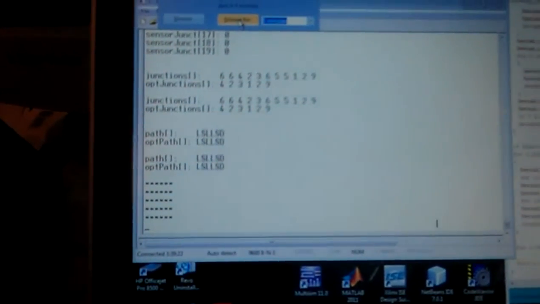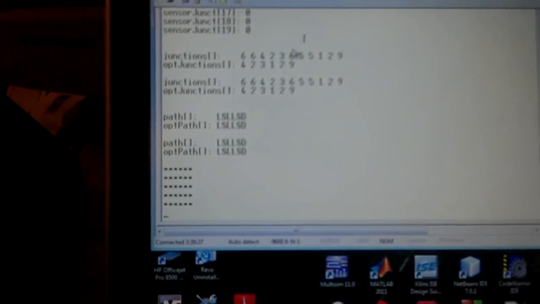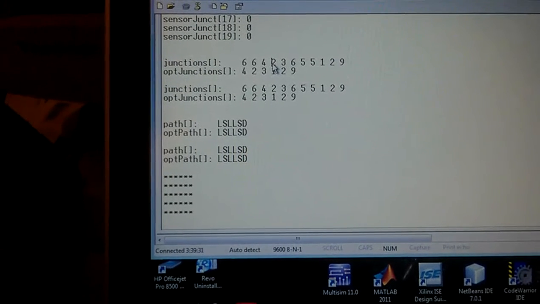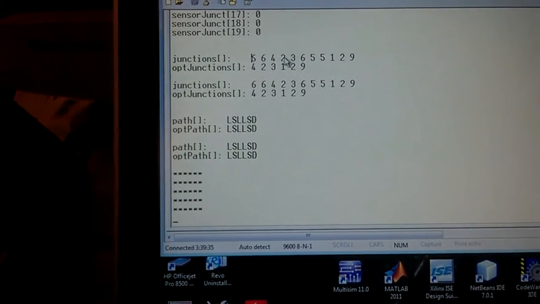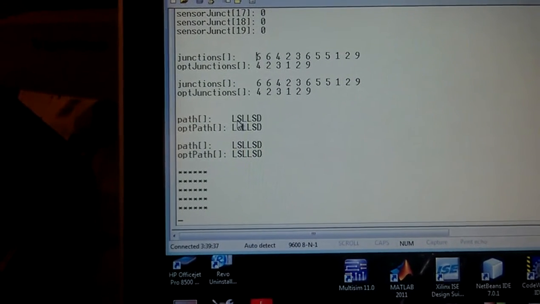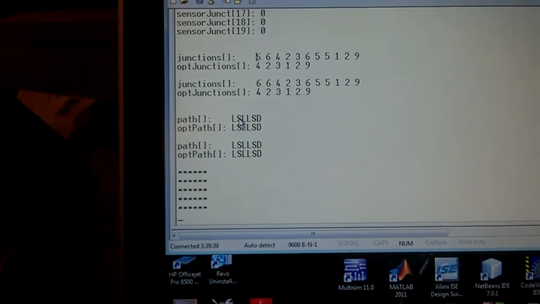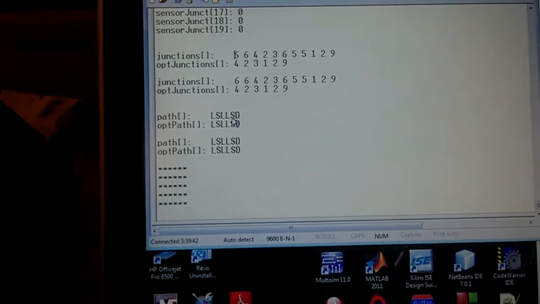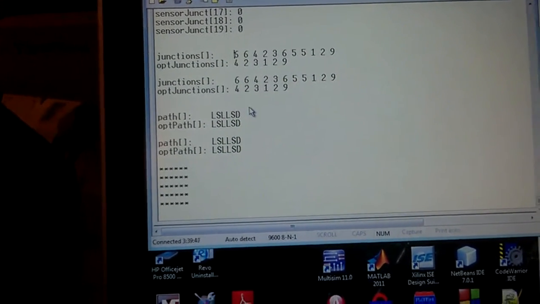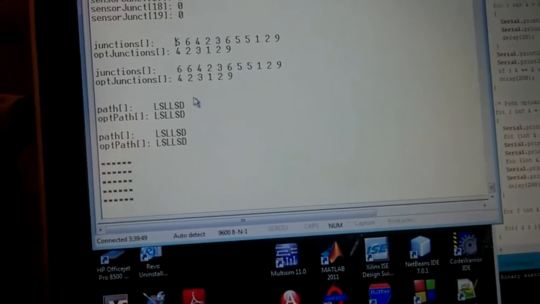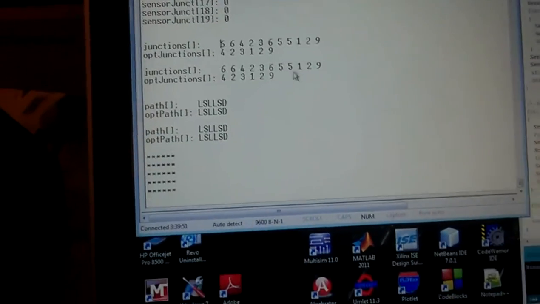Now if we go over here, on our screen it displays the junctions that it encountered. Each junction has an integer representation, and it also displays the optimized path, which is: take a left, then go straight, two lefts, then straight, and then D means the end of the maze. So that pretty much covers it.